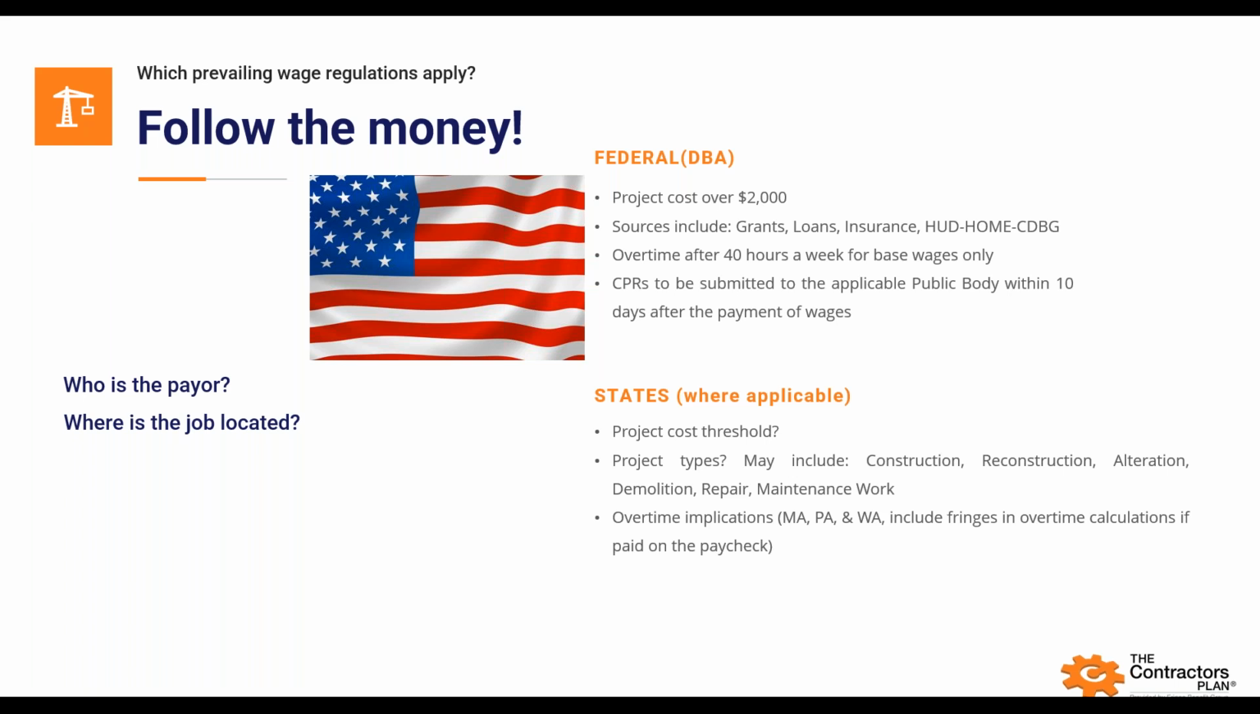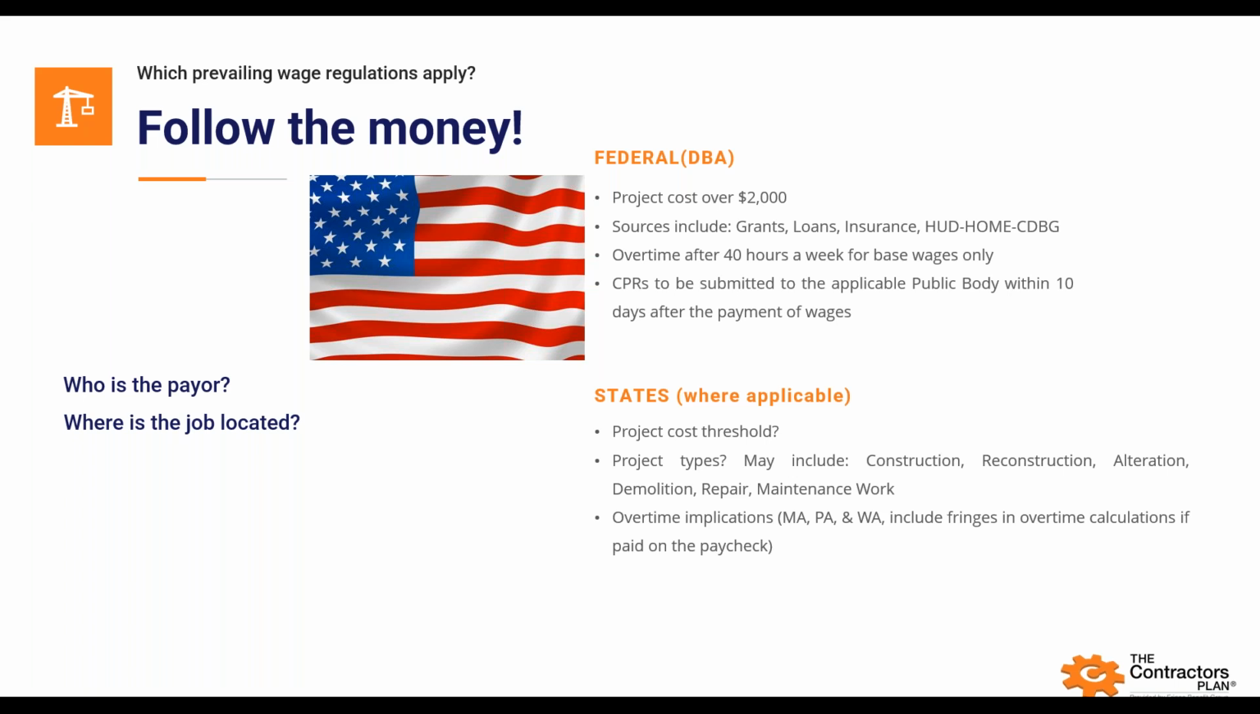Under Davis-Bacon, overtime is over 40 hours per week, and it's only for base wages. So if you've got, making this up, a $20 base rate and a $5 fringe rate, your overtime is time and a half on that $20, not the $25. And we're going to spend a good amount of time today on the certified payrolls. Those have to be submitted to the applicable contracting officer within 10 days after the payment of the wages.